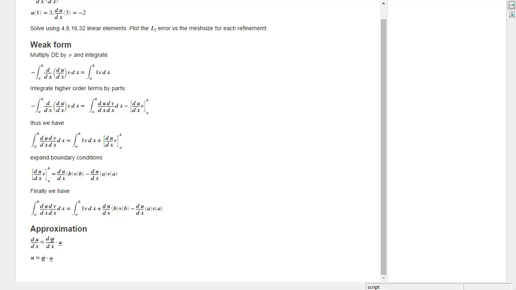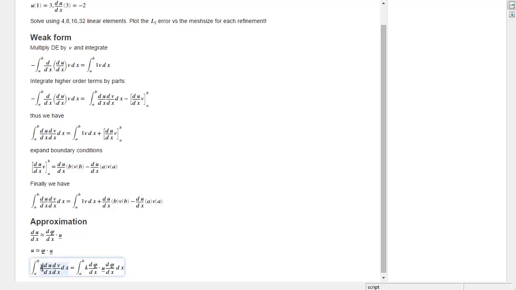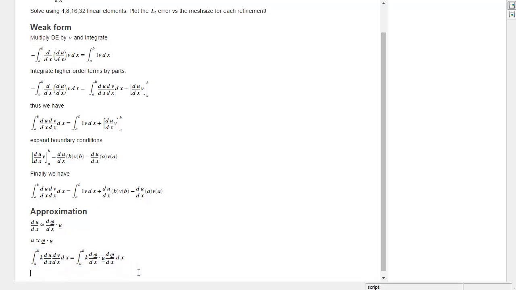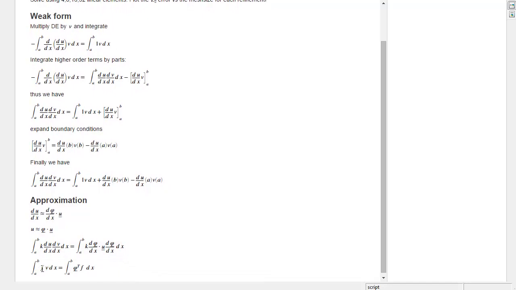So in general, the right-hand side integral will look like this. In general, we could have some factor k in there. So this integral becomes, if you substitute du dx by dphi dx times u, and then dv dx becomes dphi dx. So we have this done. And on the other term, the load term is then fv, where f could be any load, becomes phi transposed f dx.